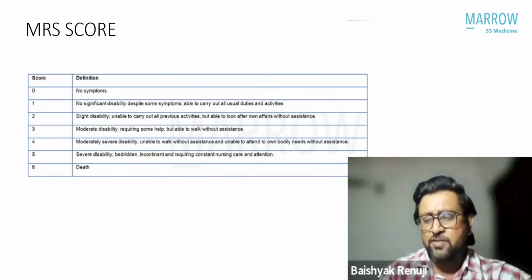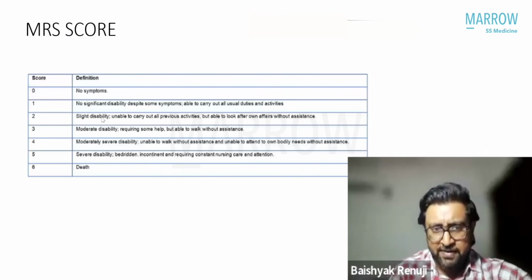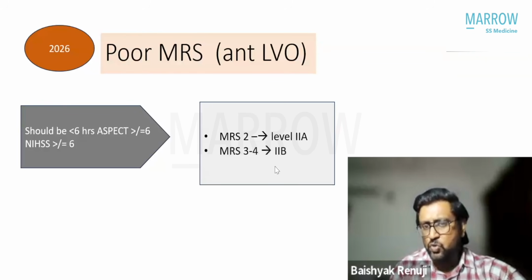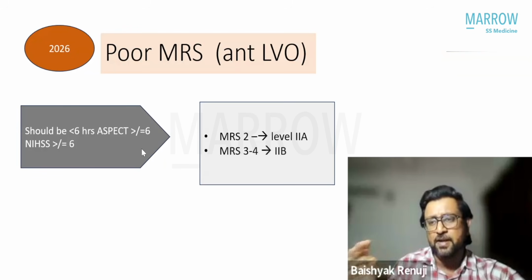Previously we were discussing MRS up to 0 to 1, with no significant disability, but 2 to 6 were not included. But now MRS 2 can be taken at level 2A and MRS 3 to 4 can be taken at level 2B. But for a poor MRS, suppose the patient is bedridden from a previous stroke, then you have no extended window. You can take only up to less than 6 hours, with aspects more than 6, NIHSS more than 6, the classical previous guideline criteria.